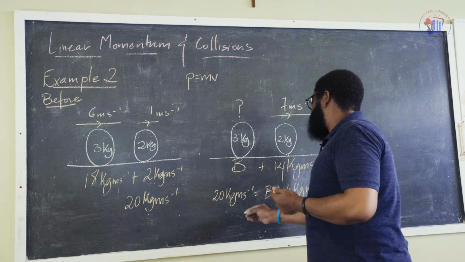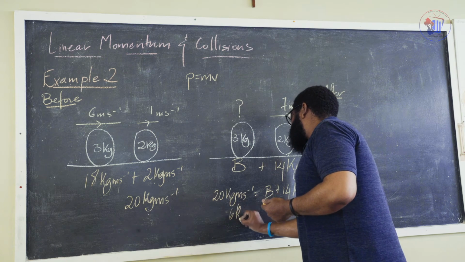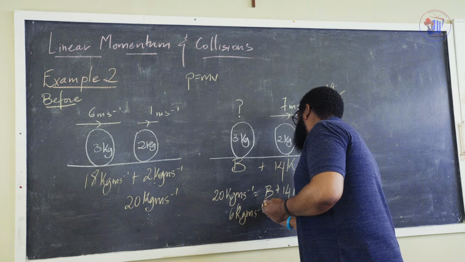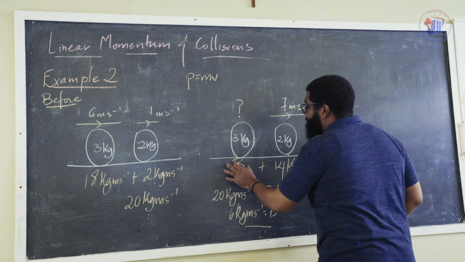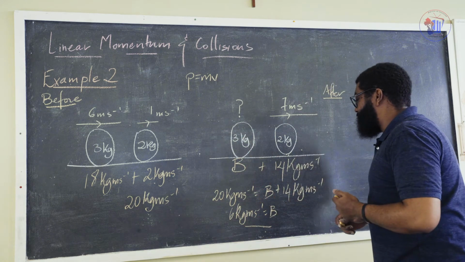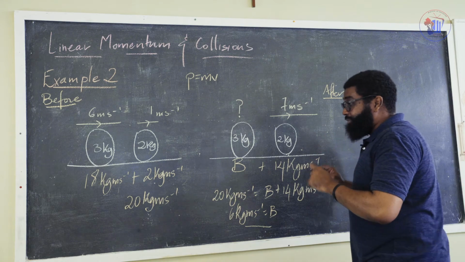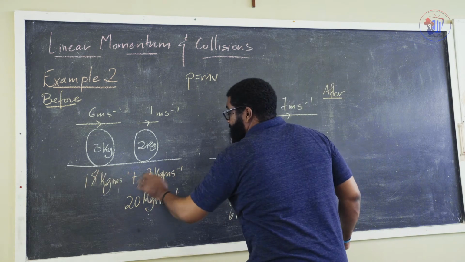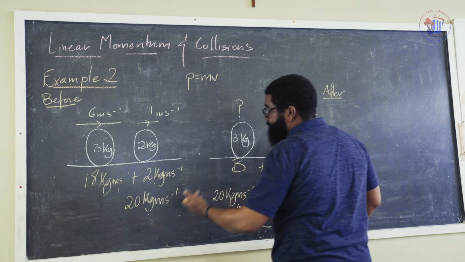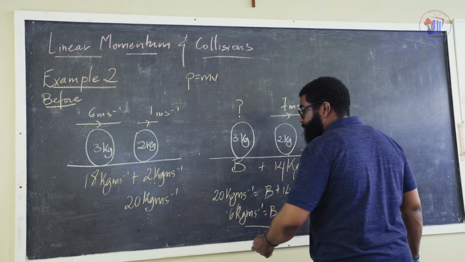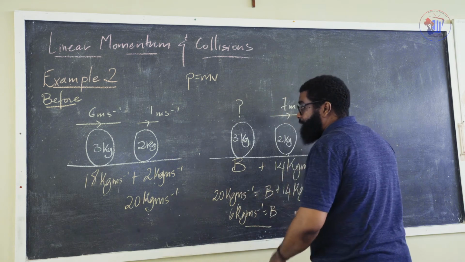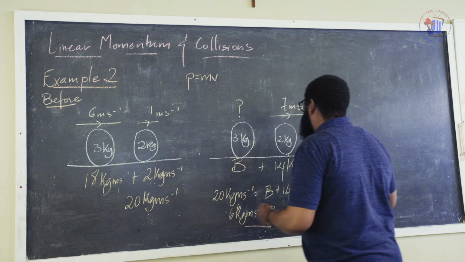When we do the transposition, we end up with 6 kilogram meters per second as B. And that is the momentum of the 3 kilogram mass. Again, since these two objects are traveling in the same direction, we add the momentum of the two. We don't need to subtract anything because they're not going in opposite directions.